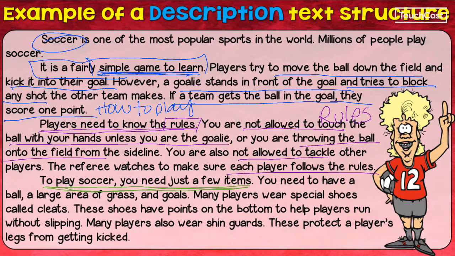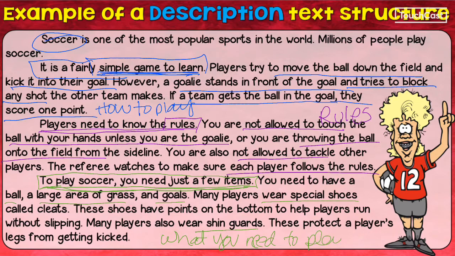You need to have a ball, a large area of grass, and goals. Many players wear special shoes called cleats. These shoes have points at the bottom to help players run without slipping. Many players also wear shin guards, and these protect players' legs from getting kicked. So this paragraph really just is about the clothing and the supplies that you need. So what you need to play.